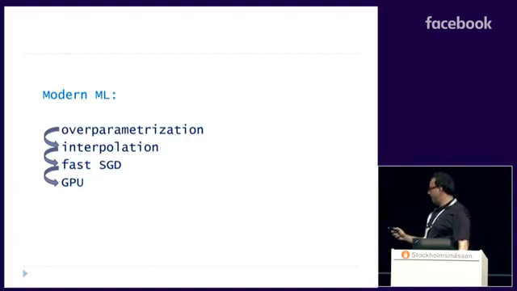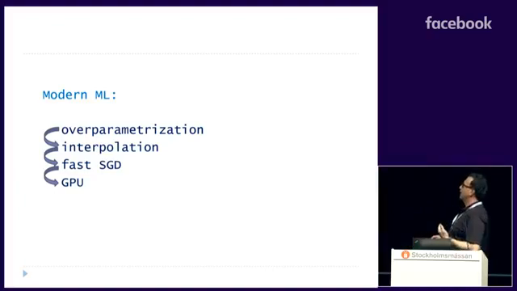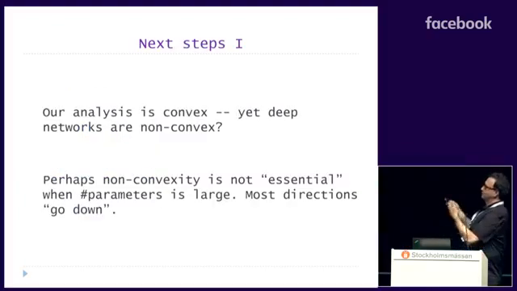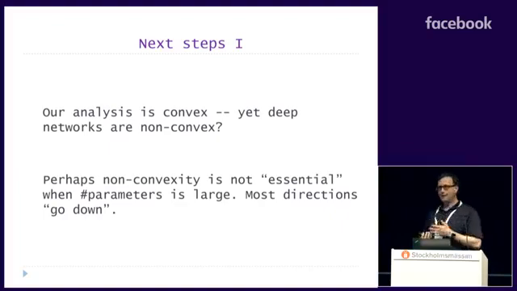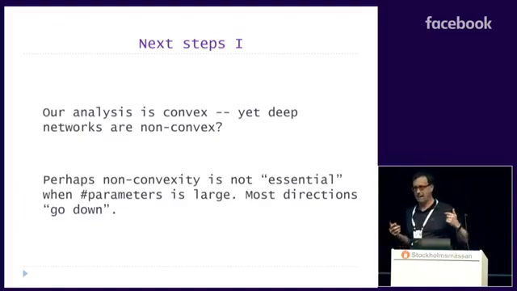Now, there are some things missing from this picture, and let me call them next steps. Our analysis is convex, but deep networks, of course, are non-convex. So how does that square? Well, maybe the intuition here is that perhaps non-convexity is not essential when the number of parameters is large, and we're now trying to understand it theoretically. But it's enough to have enough directions in which convexity happens. So if most directions kind of go down, you may not care so much because you have so much freedom.